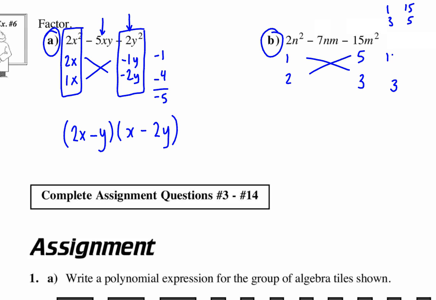3 and 10. Hey, if they're opposite signs, can I make a negative 7? Yes. Okay, in my sum, who's going to be positive, who's negative for 10 and 3? 10's negative. Positive 3 would make a negative 7, meaning who's negative? The 5, and the 3 is positive. Now, we put in our variables. What are our variables? N and N, and M and M. Okay, so your answer should have been N minus 5M, 2N plus 3M.